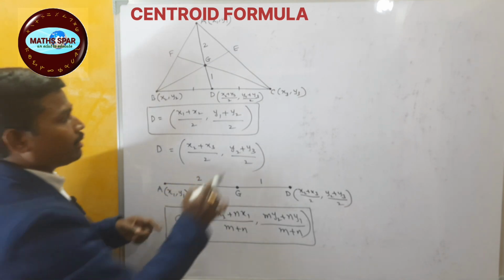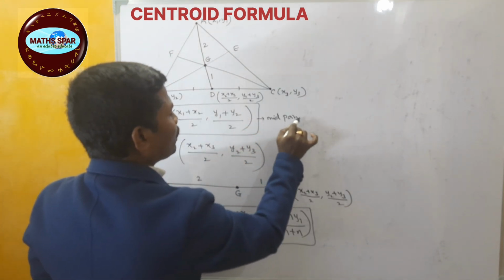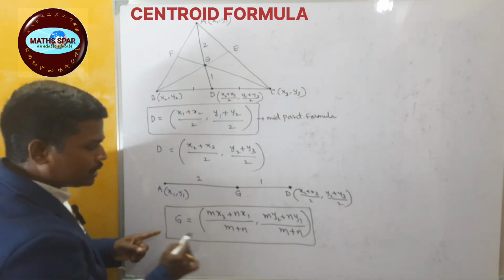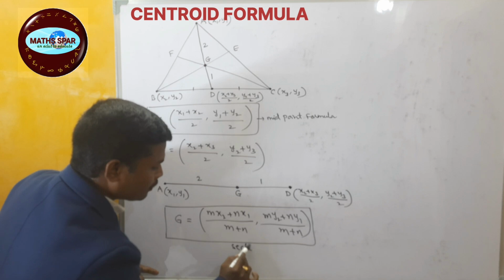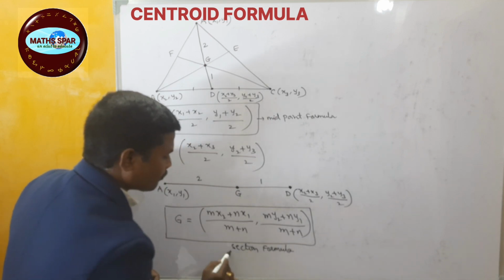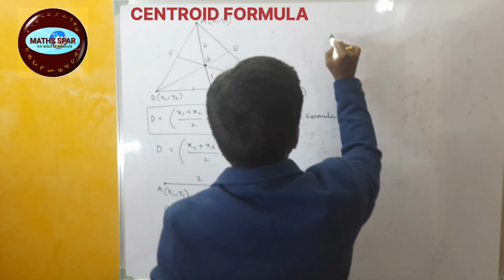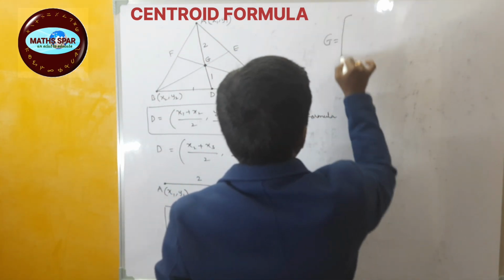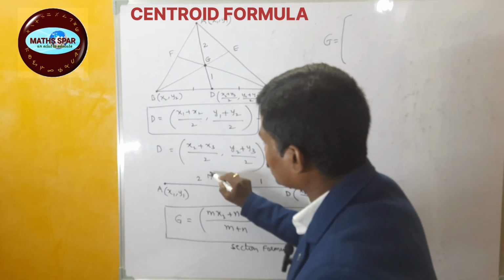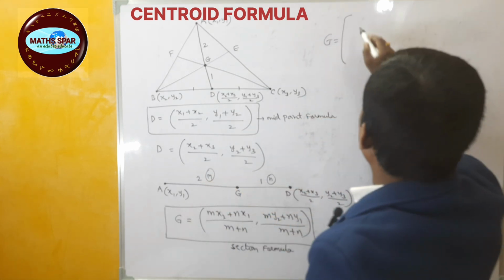To find D, we have used the midpoint formula. To find G, we are using the section formula. Now, G is equal to mx2, what is m here? m is 2, n is 1. So let us take 2 here.